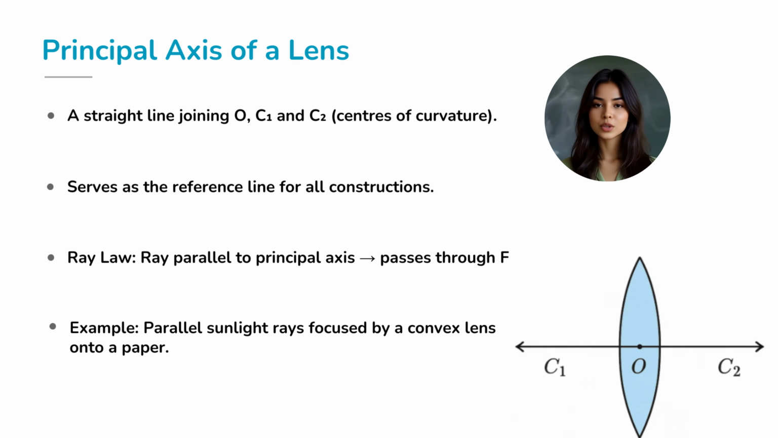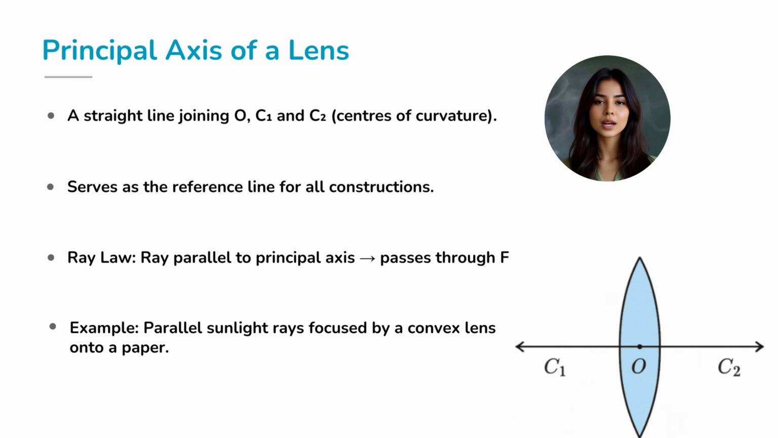Why is it so important? Because it serves as the reference line for every single construction and ray diagram we draw. Without it, our diagrams would look like random doodles with no sense of direction. Now comes a very handy ray law. Any ray that is parallel to the principal axis will, after refraction, pass through the focus F in a convex lens. This is one of the golden shortcuts in ray diagrams, easy to remember and super useful.